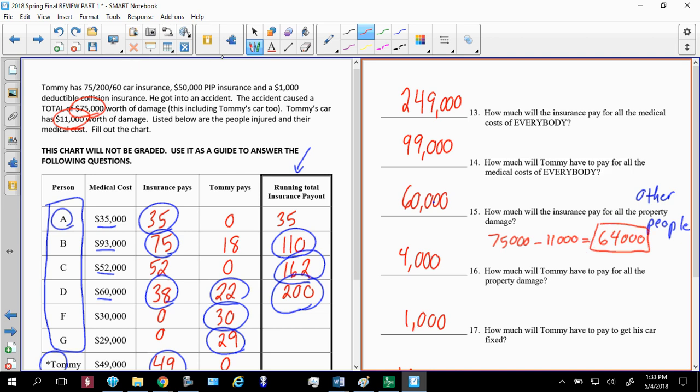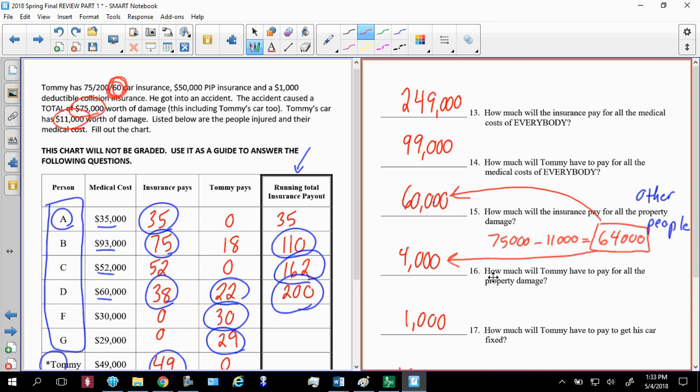Well, if you go back, hopefully you can see where I'm doing this. See where I'm circling 60? That's how much the insurance will pay. The insurance will pay up to 60 grand. Anything above that, guess what? Tommy's paying. So 64,000 has to be paid. 60,000 of that is what the insurance will pay, which means the additional 4,000 is what Tommy's got to pay.